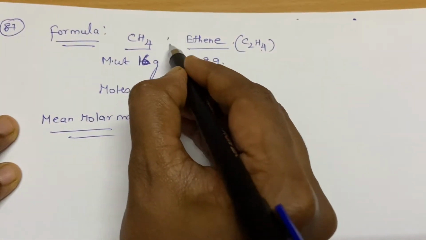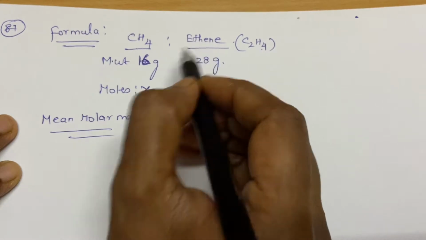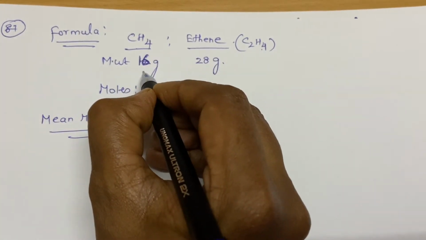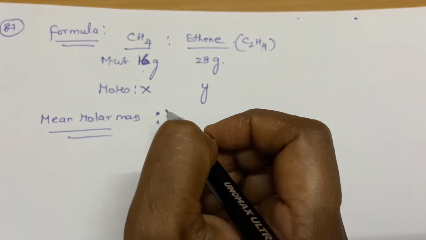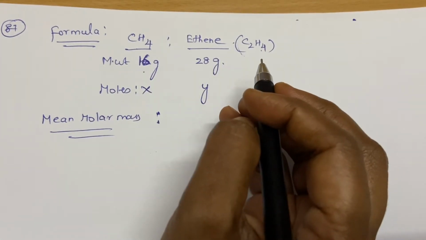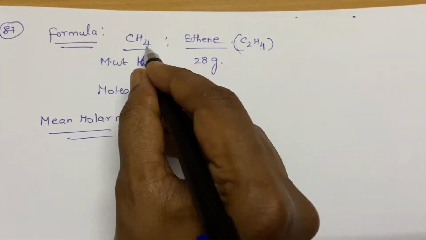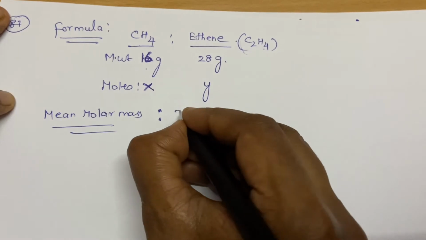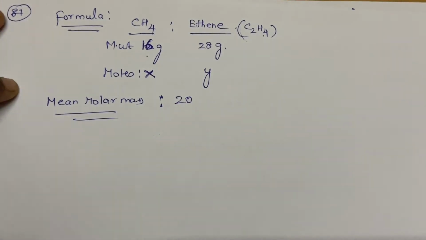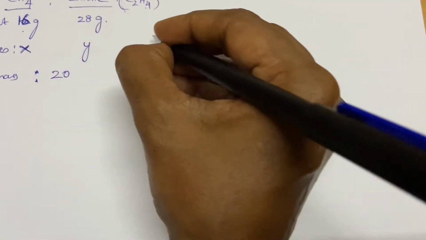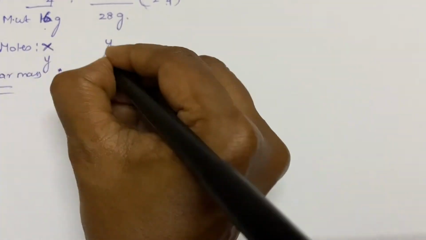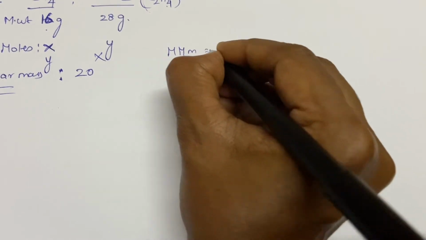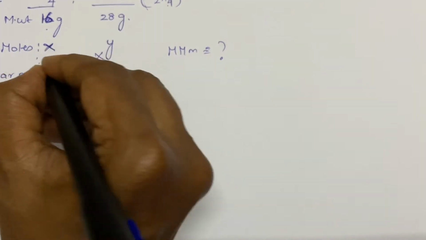So we have mixed the two gases, methane and ethane. We know the molecular weight of methane is 16 grams and ethane is 30 grams. They mixed x moles of methane and y moles of ethane, and found the mean molar mass to be 20. Now they are asking, if they are mixed in the ratio y is to x, what will be the mean molar mass?